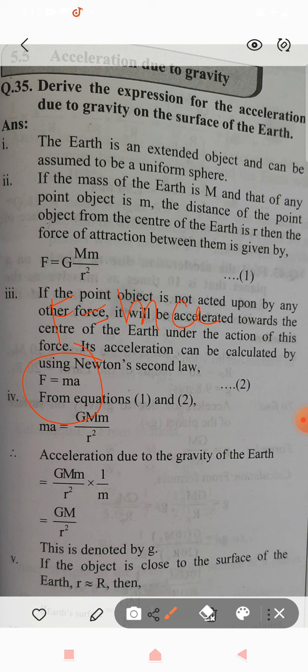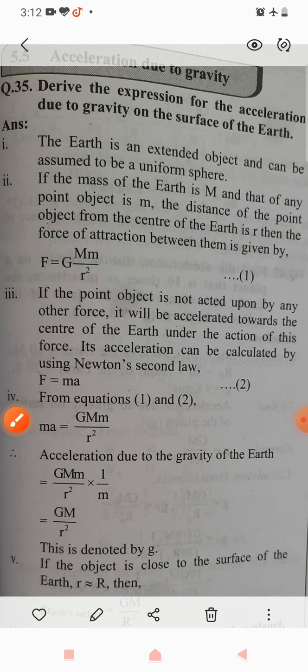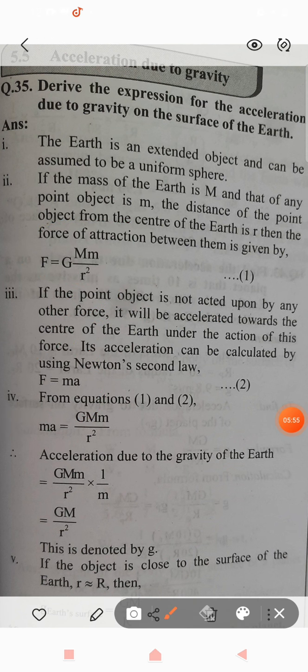So equation 1 says that F is equal to GMm upon r square. Equation 2 says that F is equal to ma. So we have to compare equations 1 and 2. The comparison of equations 1 and 2 says that ma is equal to GMm upon r square.